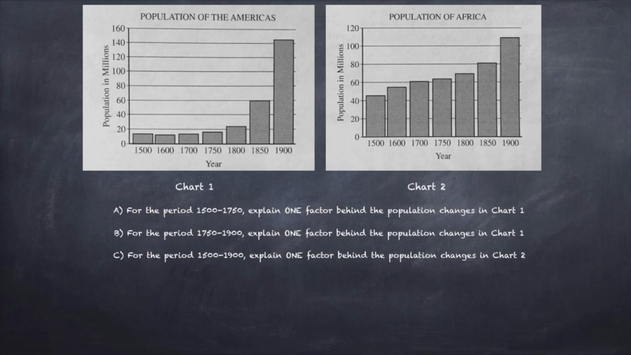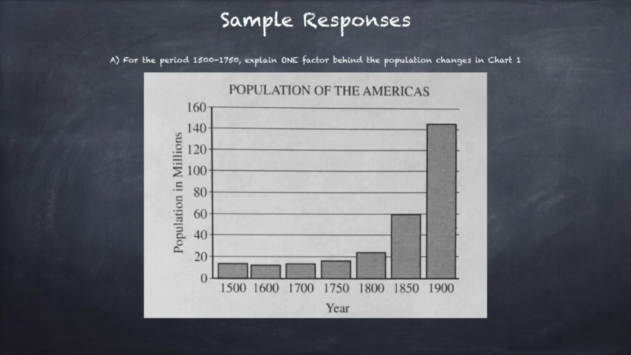So here it is. Notice this has two charts. The first thing a student should do is look at the label of the charts. Chart 1 says population of the Americas, and the other one is the population of Africa, and the date range is there. They look at these charts. Here we have A, B, and C, and they analyze the charts to answer those. So let's look at the first SAQ item.